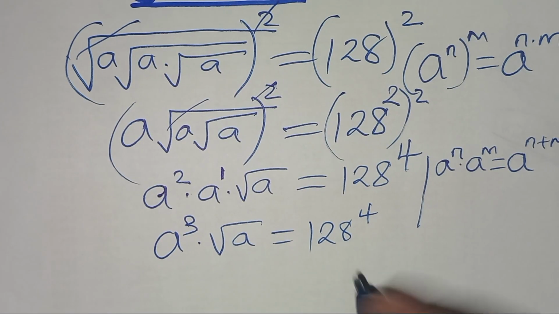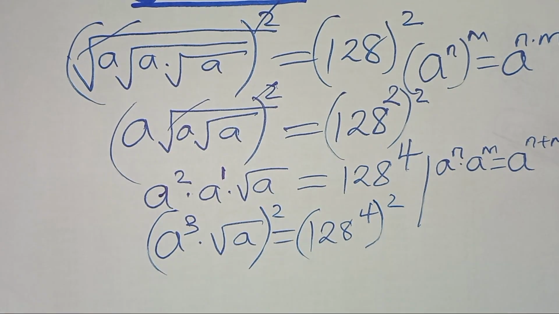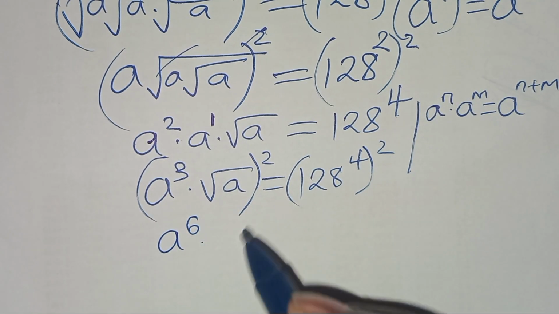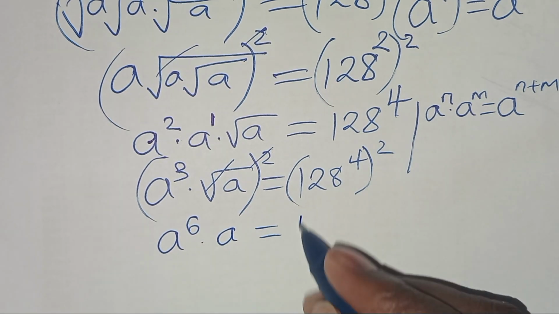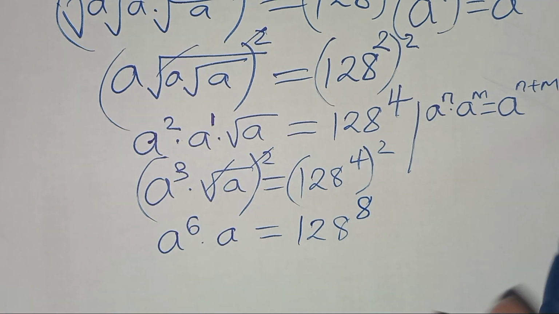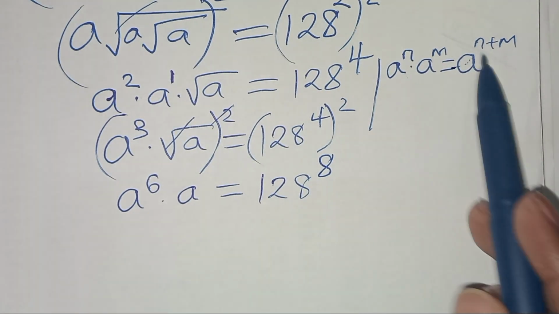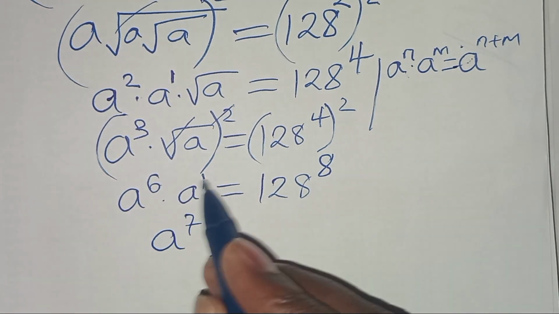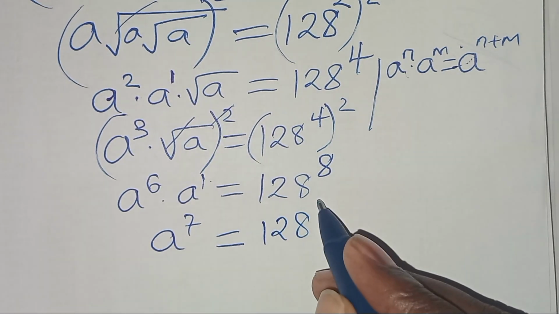The next phase again is to square both sides. So now we'll have a to power 6 multiplying by a, as we eliminate the square root sign, equal to 128 raised to power 4 times 2, which is 8. Applying the power rule exponent property, we'll have a to power 7, since 6 plus 1 is 7, equal to 128 raised to power 8.